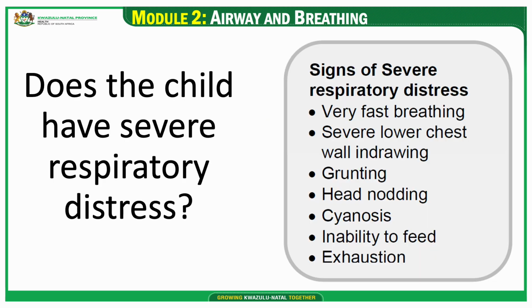Does the child have severe respiratory distress? So the signs of severe respiratory distress that we look for are very fast breathing, severe lower chest wall indrawing, grunting, head nodding, cyanosis, inability to feed, and exhaustion. You will be seeing some videos on some of these clinical signs later on in this slideshow.